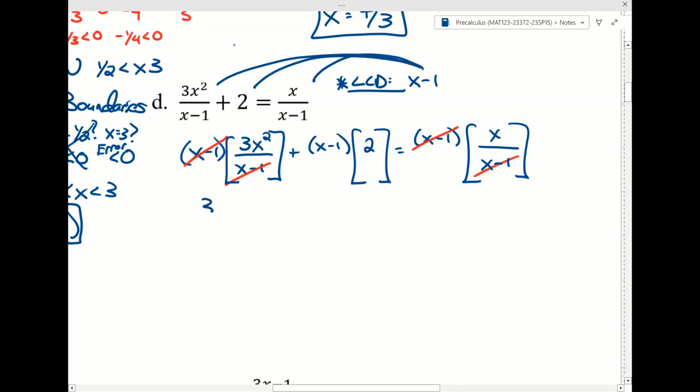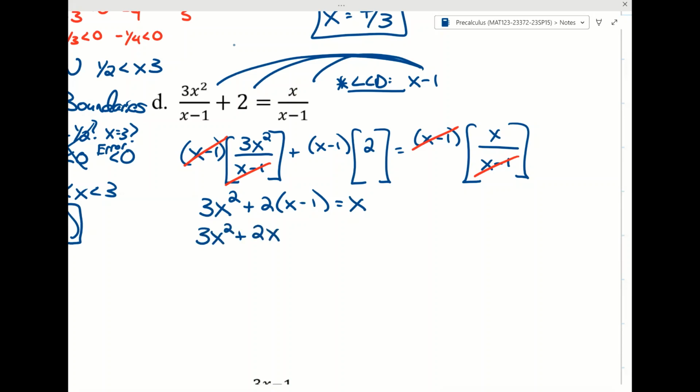So we just wind up with 3x squared plus 2 times x minus 1 is equal to x. We can distribute the 2. Remember, we do want to have equations that are equal to 0. I'm just going to bring the x over. And now this is just a regular polynomial, which we could factor and solve, or you could use the quadratic formula.